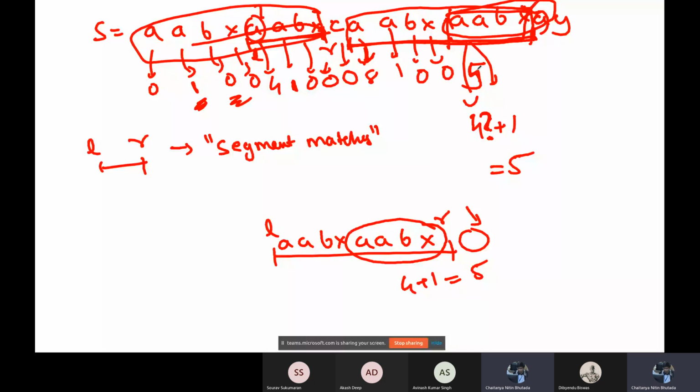This is the case. If anyone didn't understand, I will explain it again. Can anyone write yes or no? Should I explain? If Y was A, would it have been 6 or 5? If Y was A, it would have been 6. We have to check. We will increase the segment match. I will go through the code next, but is it clear till now?